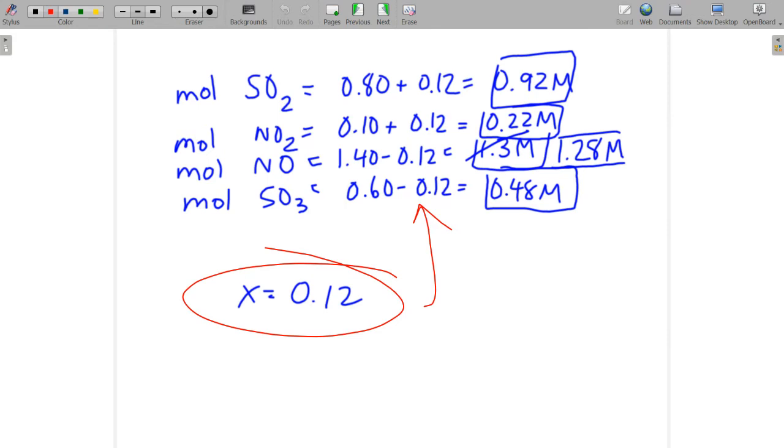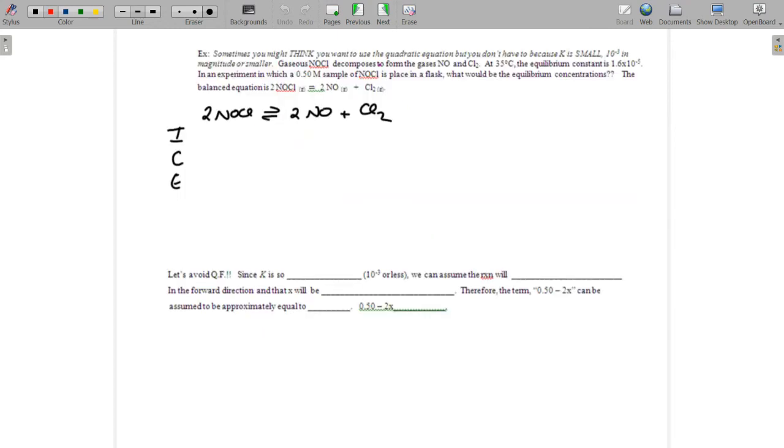Okay, so the last piece that I think is going to make things a lot easier is this kind of problem. Sometimes you might think you want to use the quadratic equation because they're not perfect squares or whatever. However, if K is really small, and it's a little bit of a flexible rule of thumb, and I'll show you how to check that in just a minute.